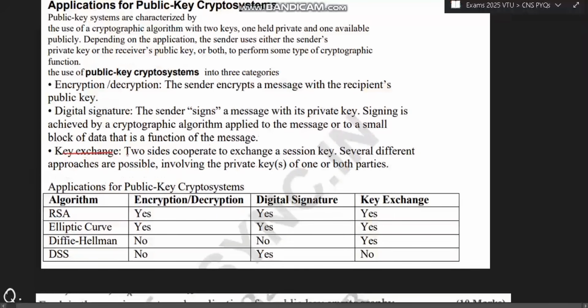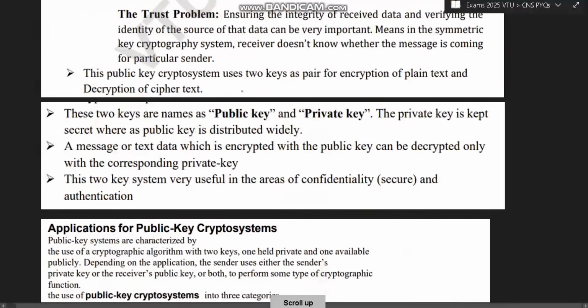Next, key exchange: two sides cooperate to exchange a session key. Several different approaches are possible, involving the private key of one or both parties. The applications include RSA, elliptic curve, Diffie-Hellman and DSS. These are the applications of the public key crypto system. I know that it is still not very clear what it actually means and how it works, so for that there is a separate question.